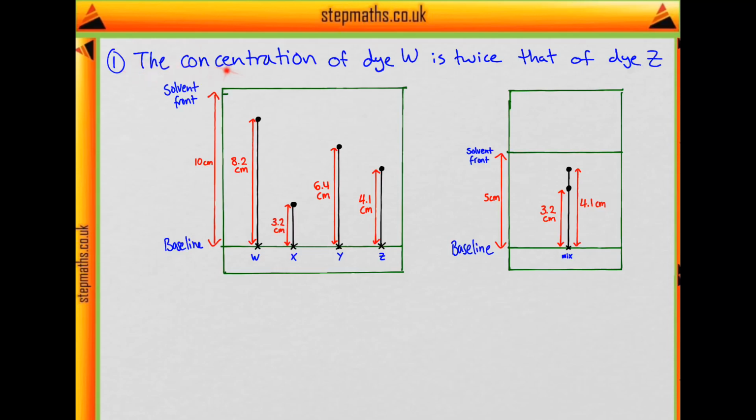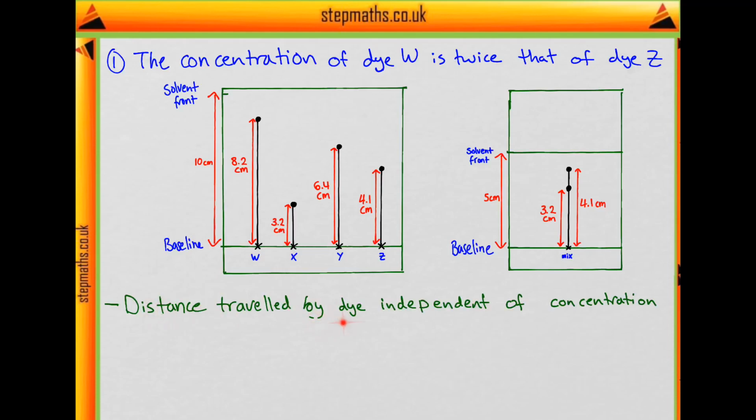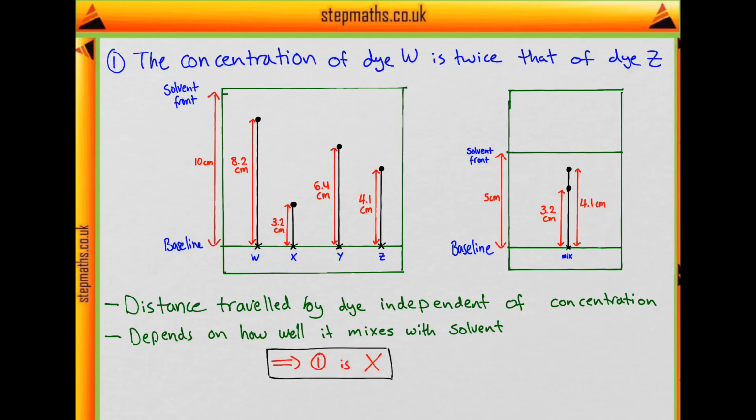So statement 1. The concentration of dye W is twice that of dye Z. Well, the distance travelled by the dye is independent of the concentration. The distance travelled depends on how well it actually mixes with the solvent. So if it mixes well with the solvent, it will travel high up, and if it hardly mixes, then it won't travel that far. It's independent of the concentration. So statement 1 is incorrect.